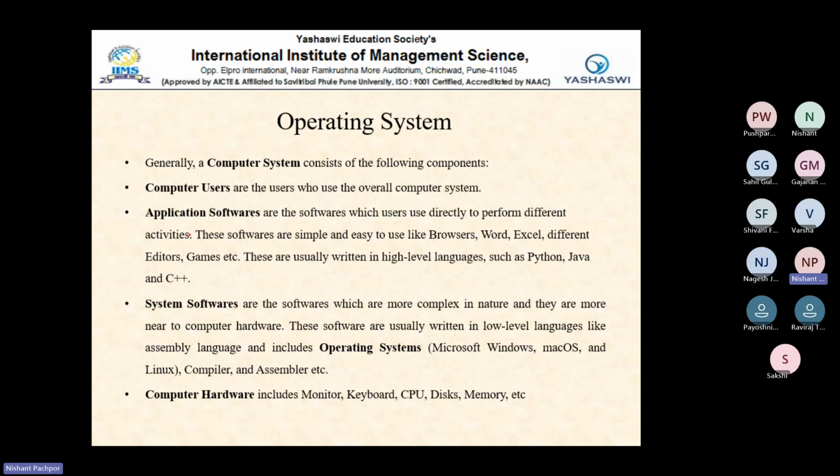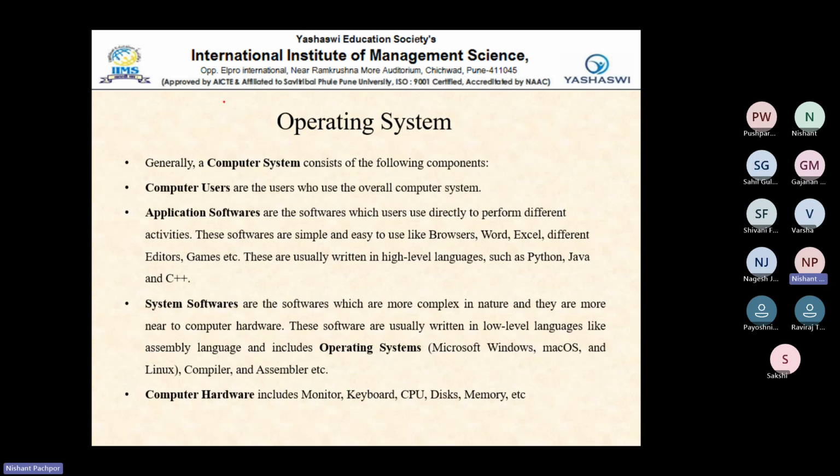Normal users are using application software like browsers, Word, Excel, editors, games. All these are programming languages. We write code in Python, Java, C++. All these are the application software used by users. That is called application software. जो user च्या interface ला येतो front ला. Suppose we are displaying the PowerPoint slide, so that PowerPoint will be an application software.